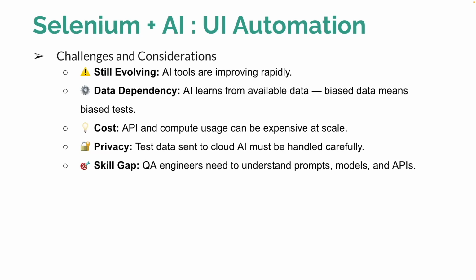Next is the skill gap. This is interesting. QA engineers need to understand the prompt model and the APIs. As of now, it may be possible that some of you are manual test engineers, right? Don't worry if you are a manual test engineer, I will help you to step up and you will become an automation test engineer. It may be possible some of you have already finished this course and you have a fair idea about Selenium, and you are working on Selenium. In that case, you need to learn about prompt engineering, the models and the APIs, and how to work with them.